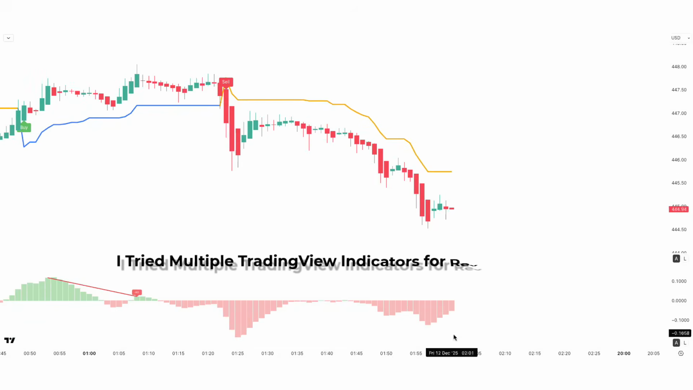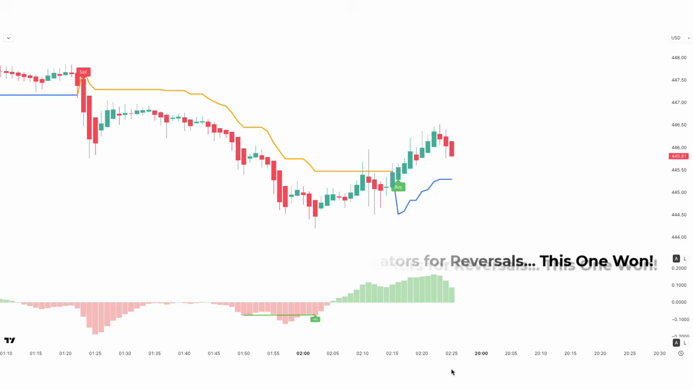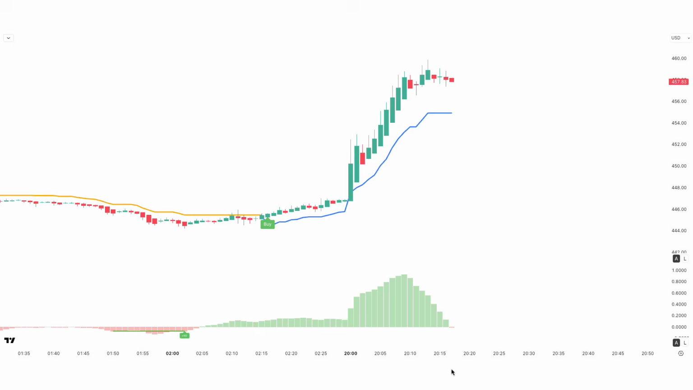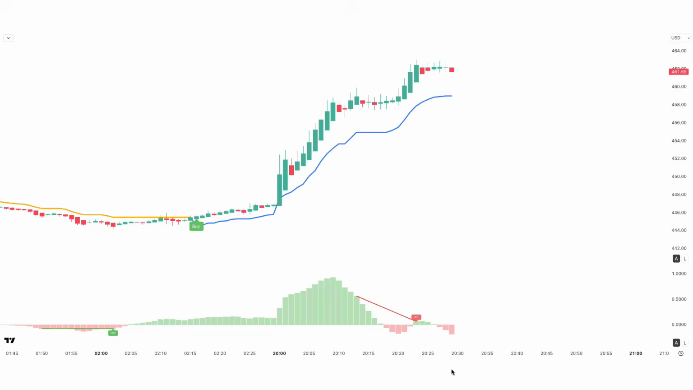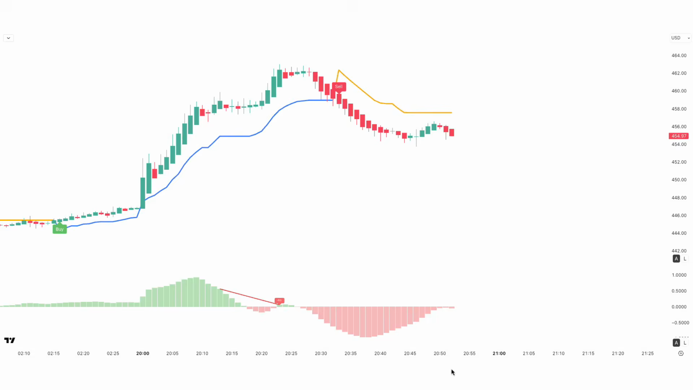I tried multiple TradingView indicators for reversals. This one won. Insane results. Every trader loves catching the exact moment when the market reverses. But the truth is, most reversal signals appear too late or create confusion.